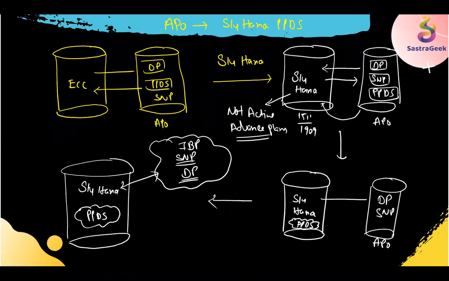There is no conversion available which can convert your APO PPDS into S/4HANA PPDS. S/4HANA PPDS would always be scratch building. That's why we said the target clients are the clients working on S/4 or ECC who don't have an advanced planning tool. They are not using an advanced planning tool as of now. So it would be very quick for them to move to S/4HANA PPDS with the new embedded architecture.